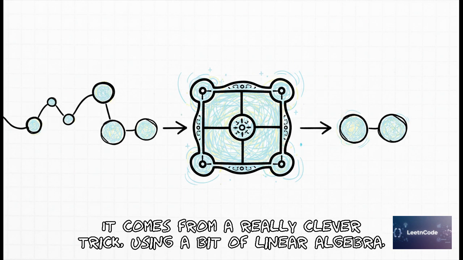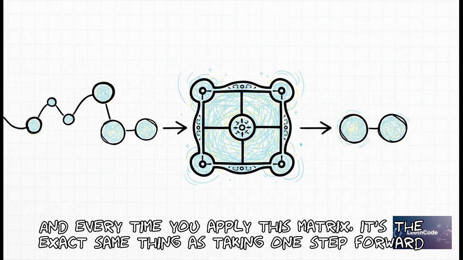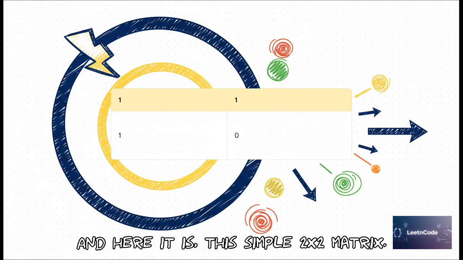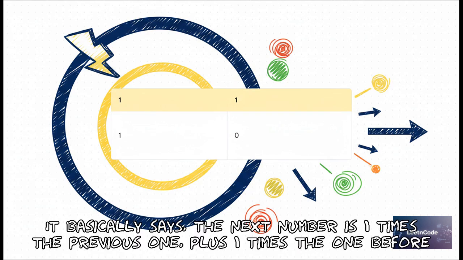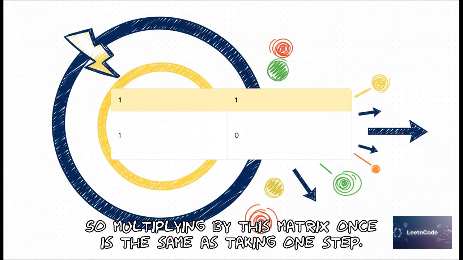And that leap? It comes from a really clever trick, using a bit of linear algebra. It turns out you can actually encode that add-the-previous-two-numbers rule into a special little matrix. And every time you apply this matrix, it's the exact same thing as taking one step forward in the sequence. And here it is, this simple 2x2 matrix. It basically says the next number is 1 times the previous one plus 1 times the one before that. It's our rule, just encoded in math. So multiplying by this matrix once is the same as taking one step.